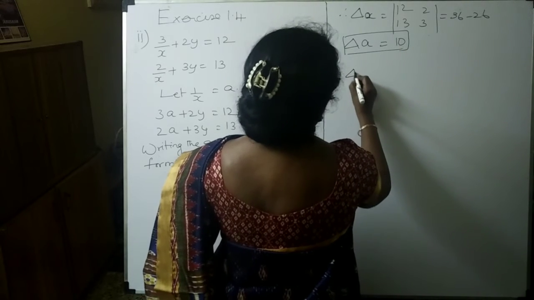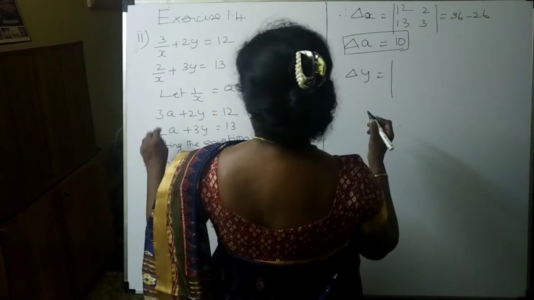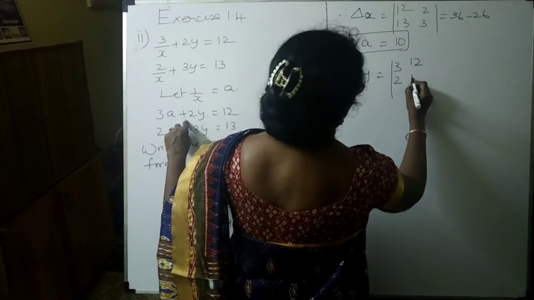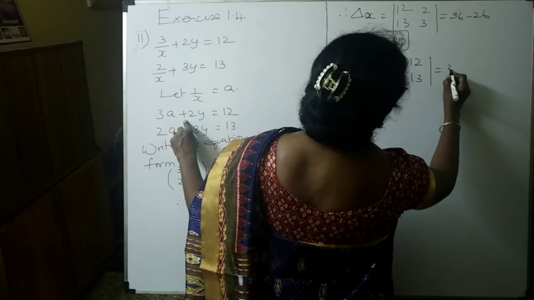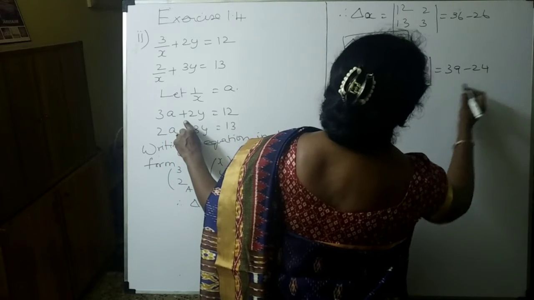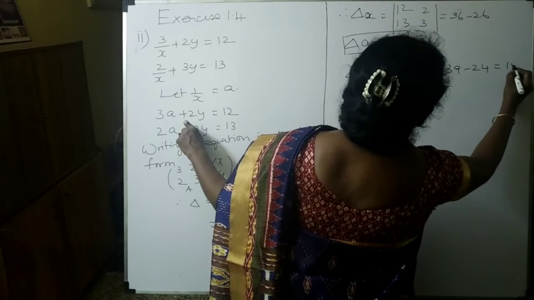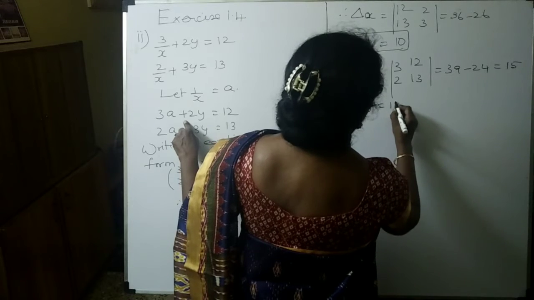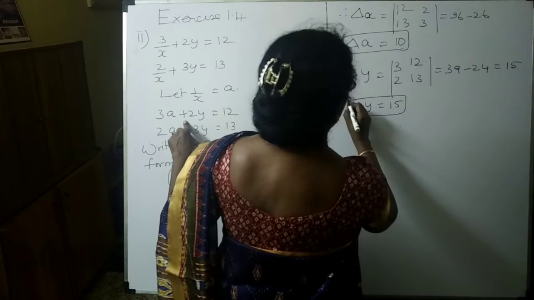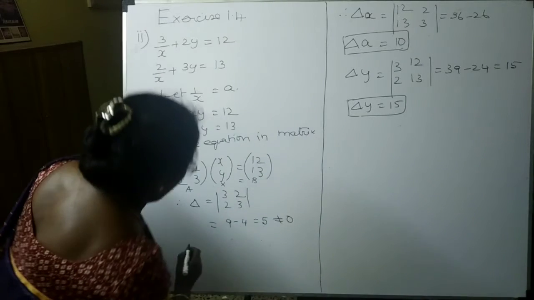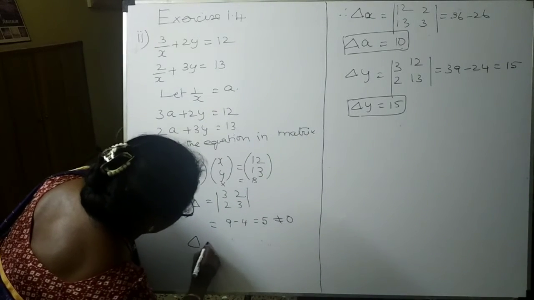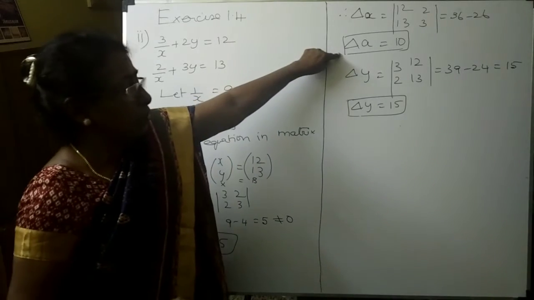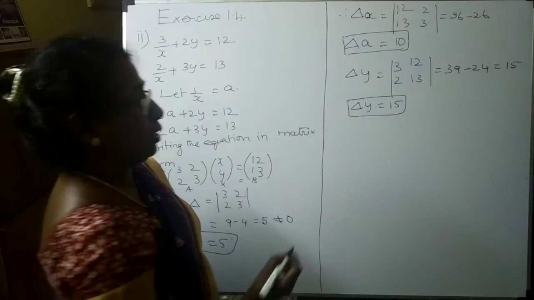Now delta Y is equal to the A column written as it is, 3, 2, and instead of the Y column you replace 12 and 13. So this is equal to 39 minus 24, which is equal to 15. Delta Y is equal to 15. You already have your delta value equal to 5, delta A is equal to 10, and delta Y is equal to 15.